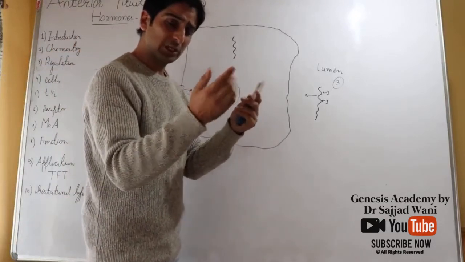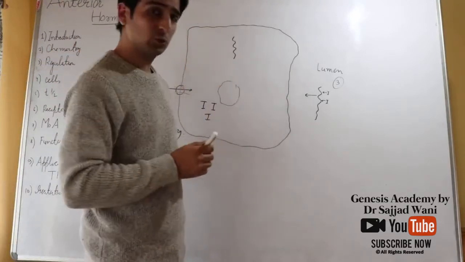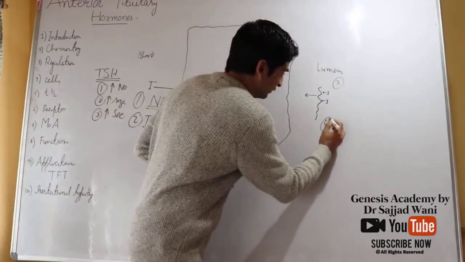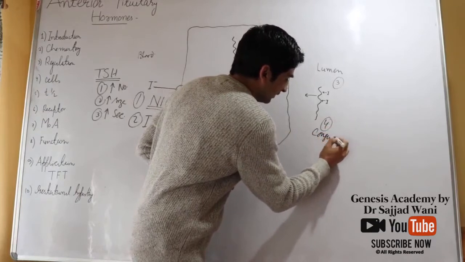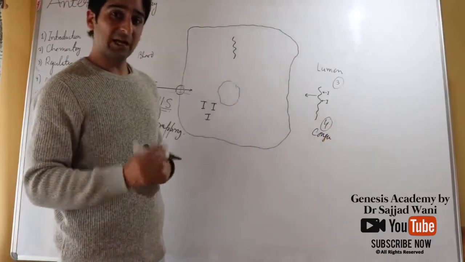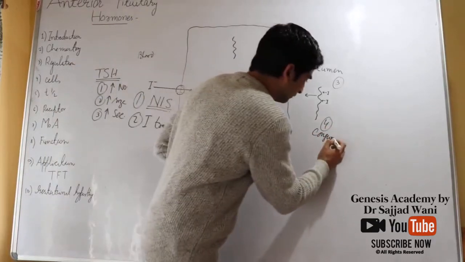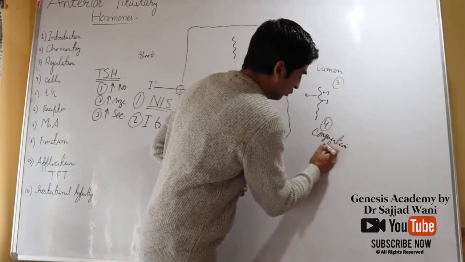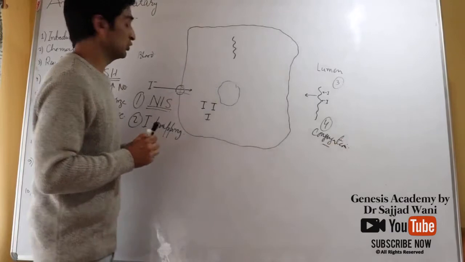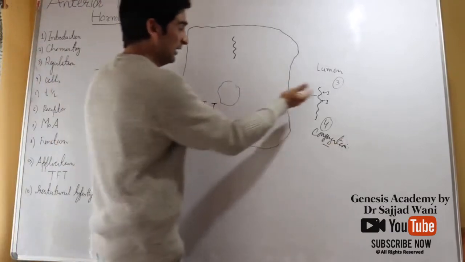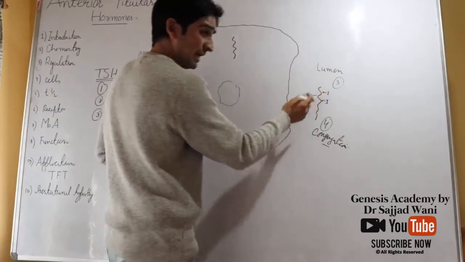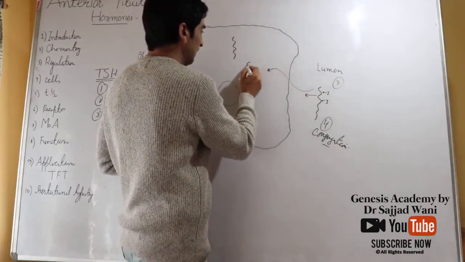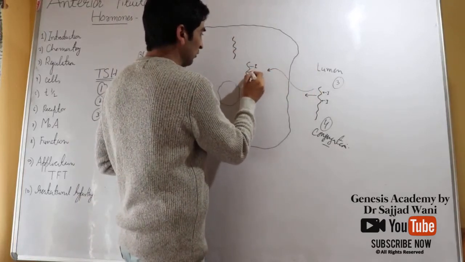The tyrosine residues along with the iodine are joined, a process known as conjugation. The conjugation of the tyrosine residues having iodine with them is also stimulated by the thyroid stimulating hormone. And finally, these thyroglobulins along with these iodine residues are taken into the cell where they are broken down.